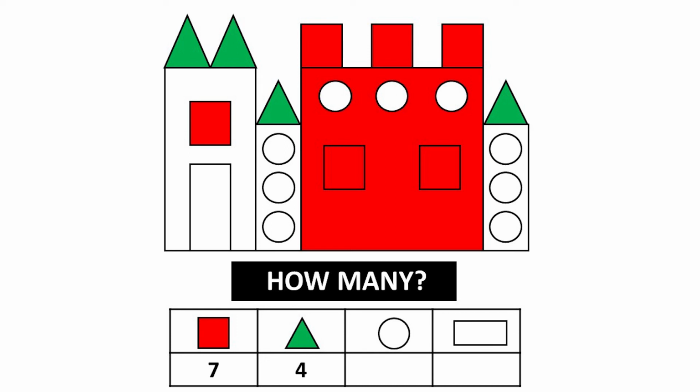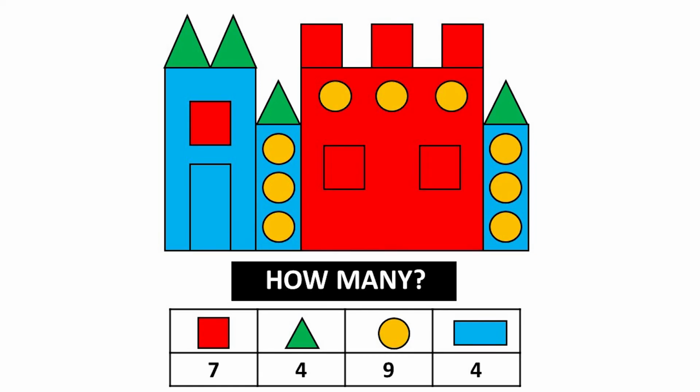Next. Let's count all the circles. How many circles are there? And the last shape is rectangle. Count and see how many rectangles are here. Did you get it all correct? Very good.